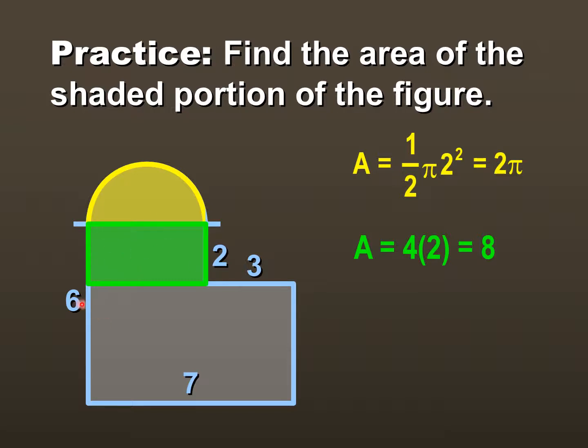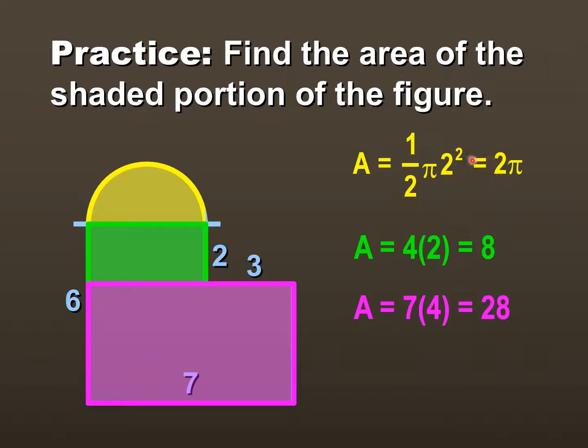Now we're going to do this portion. So we know that this is 7. And then we also know that this piece here has to be 4 because this piece is 2 and the whole thing is 6. So if this piece is 2, then that means this piece is 4. So we have 4 times 7 for the purple rectangle. And 7 times 4 is 28.